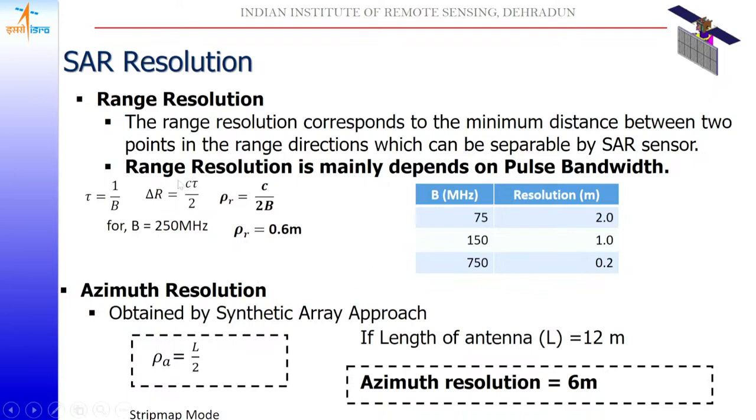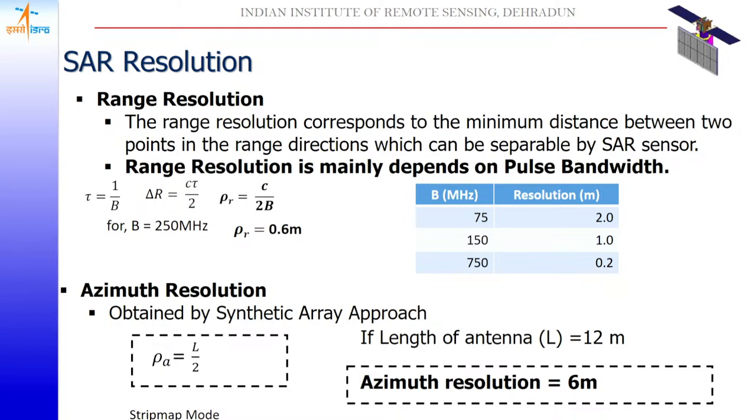Basically, the range resolution mainly depends on the pulse bandwidth. If we have a pulse bandwidth of, say, 75 megahertz, 150 megahertz or 750 megahertz. Actually, if we are using the C band, S band or X band, there is some bandwidth allocated for that particular SAR sensor. So for the X band we can go up to 750 megahertz.